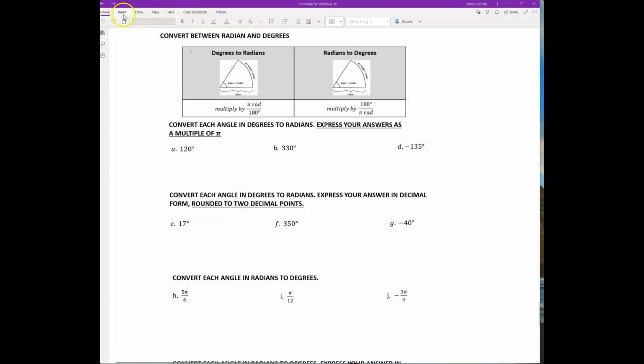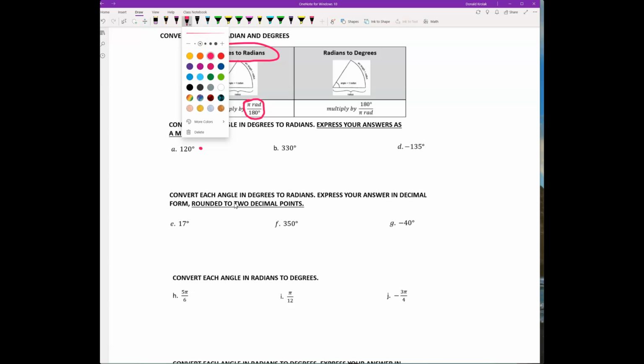Okay, we want to convert between radians and degrees. So what we learned about yesterday was that pi radians is the same as 180 degrees. So if I want to go from degrees to radians, I use this conversion. Pi radians is the same as 180. So for this first problem here, I'm just multiplying by pi over 180.